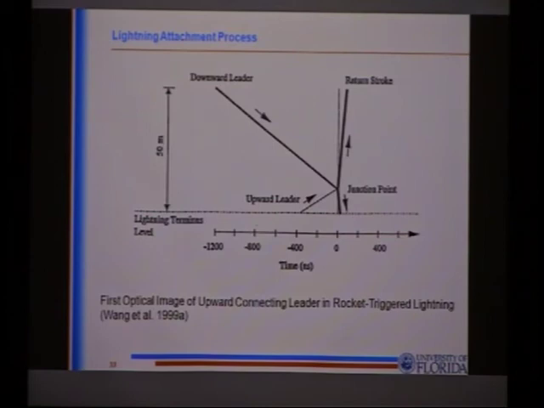The attachment process. This is the first optical image of an upward connecting leader in rocket-triggered lightning, taken from another paper by Wong et al. This is a schematic representation of experimental data. Time scale is indicated here. This is the height scale. Upward leader is shown here. It lasts 400 nanoseconds or so, and made connection with the descending leader at a height of about 10 meters. And then there was a return stroke that initially propagated bidirectionally.